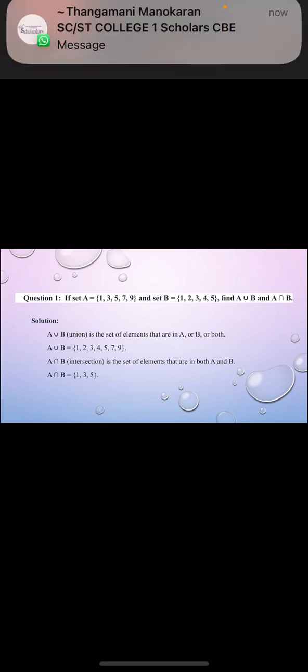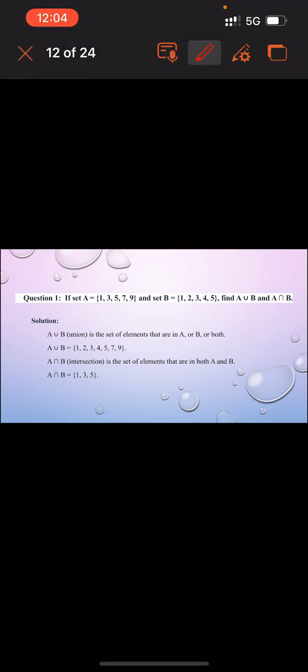The first question is, if the set A equal to 1, 3, 5, 7, 9 and B equal to 1, 2, 3, 4, 5, find A union B and A intersection B. A union B, how to find?